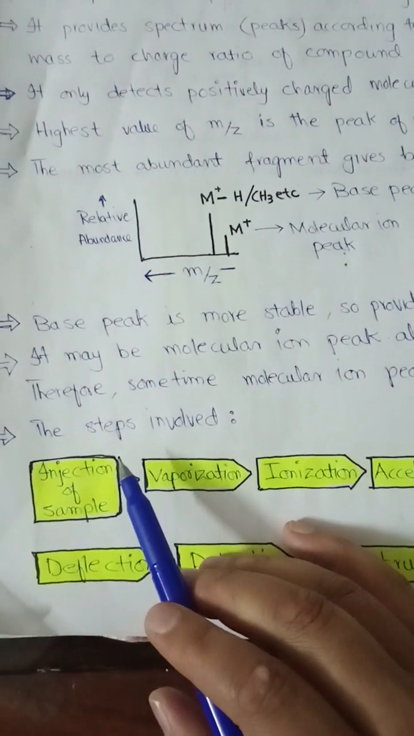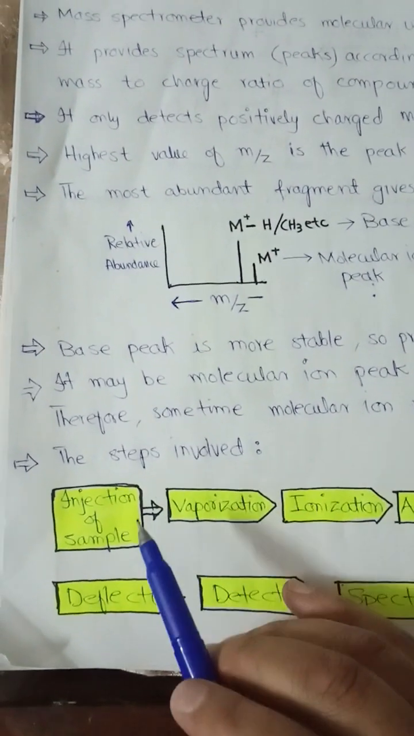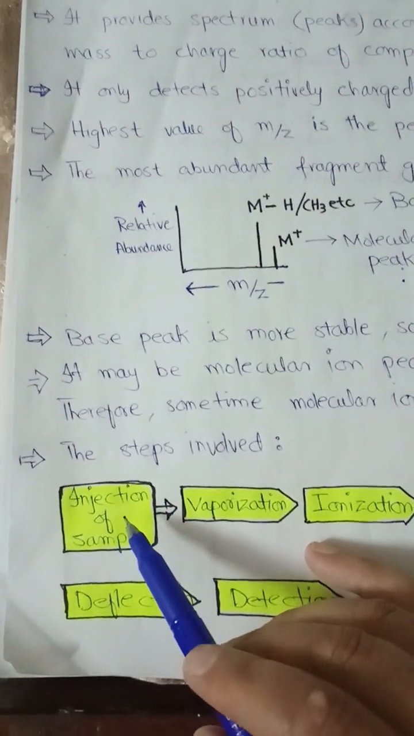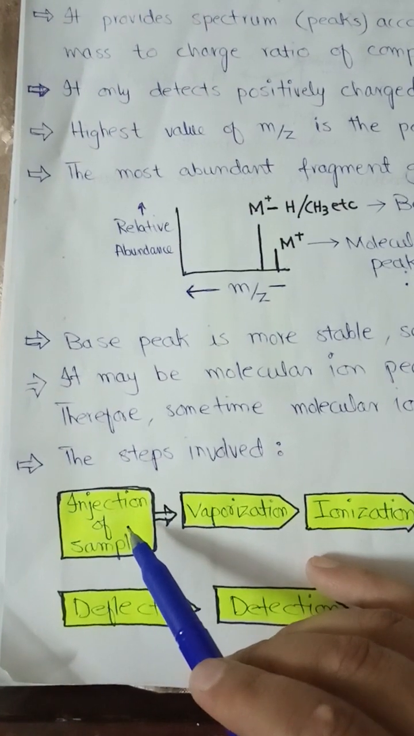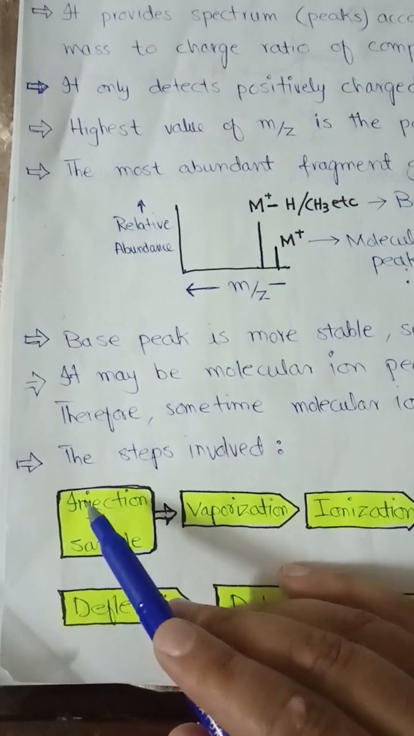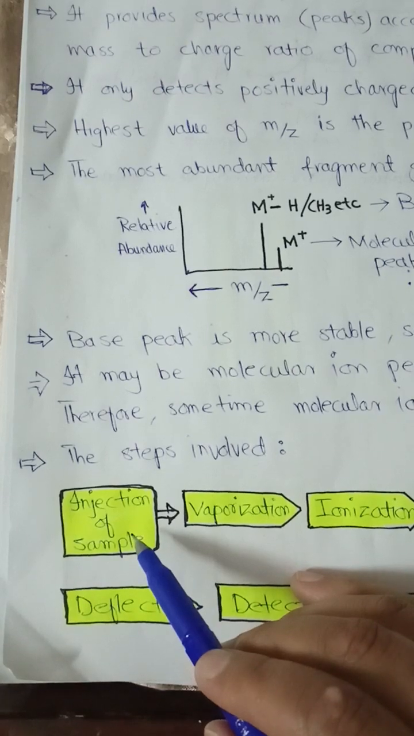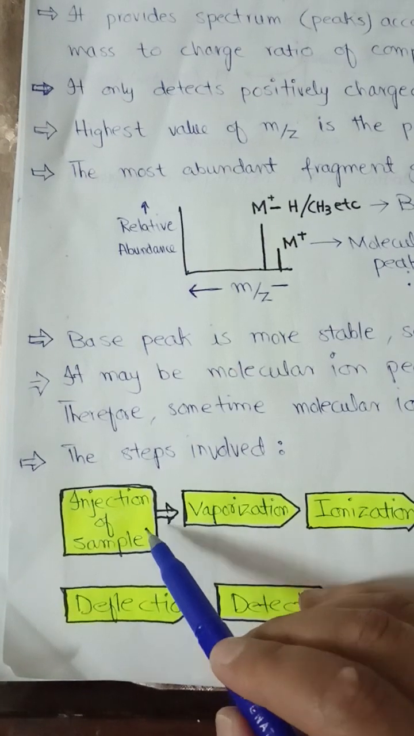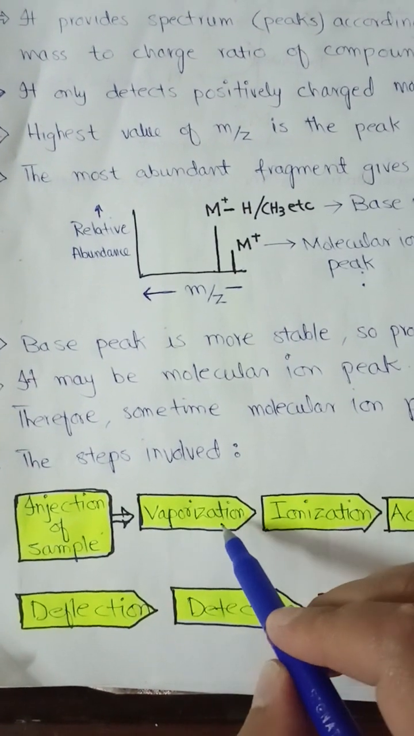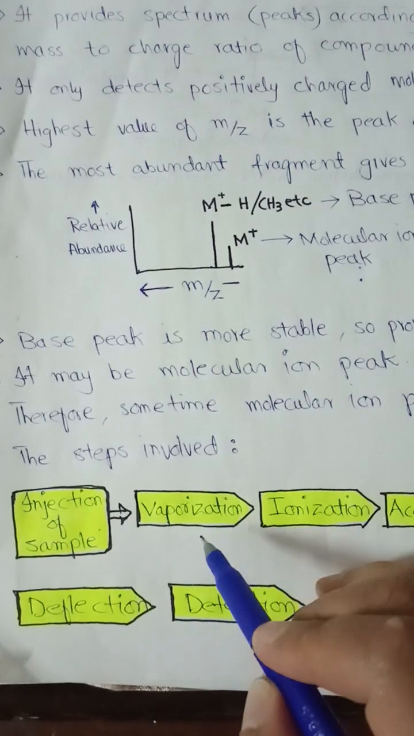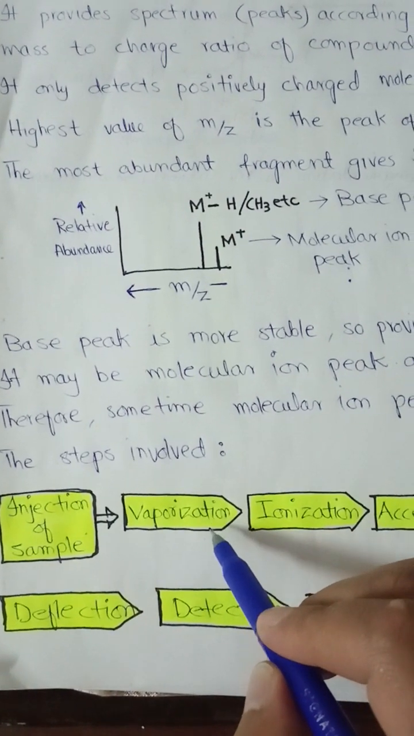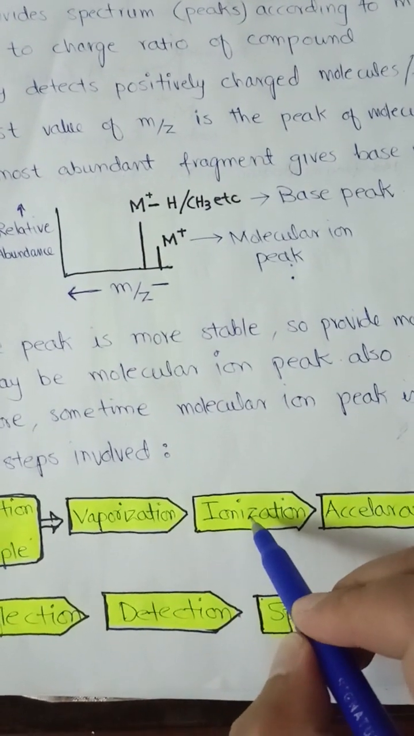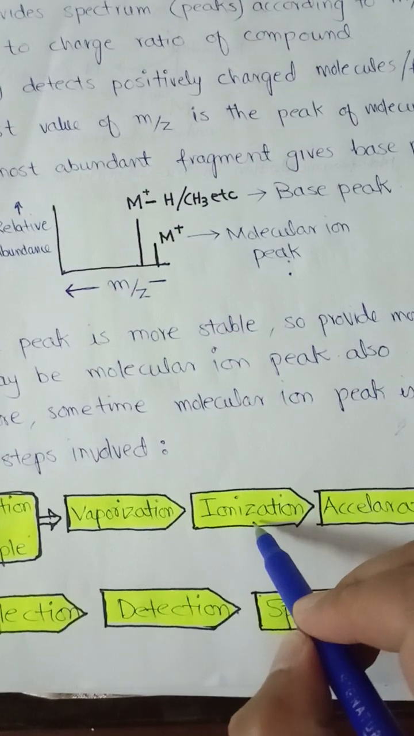So what are the different steps involved in mass spectrometry? First is the injection of our sample. The sample may be in gas form, liquid form, or solid form. On the basis of the sample we use different types of ionization techniques. These ionization techniques will be discussed later on. Then evaporation or vaporization of the sample. If it is not in gaseous form, then evaporation will occur in the vaporization chamber, and then ionization of these gaseous molecules will occur.